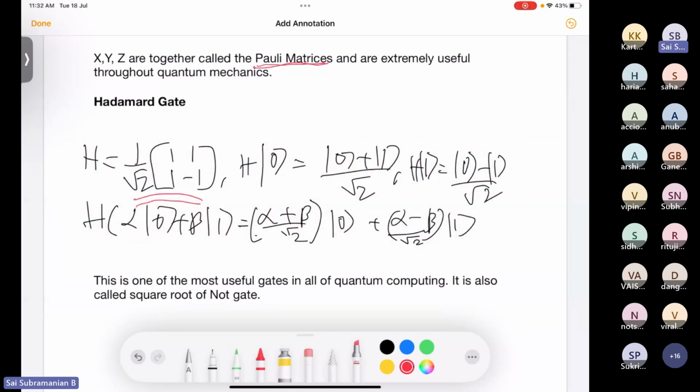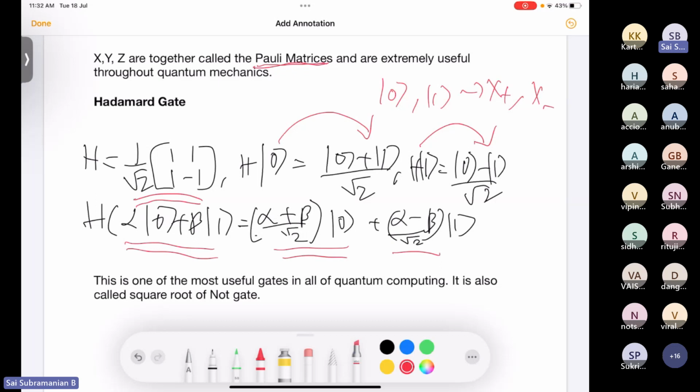And what it does is it takes 0 to 0 plus 1 by root 2. And it takes 1 to 0 minus 1 by root 2. So it is taking 0, 1 to x plus and x minus. So we take a general vector alpha 0 plus beta 1. It takes it to alpha plus beta by root 2 times 0 and alpha minus beta by root 2 times 1. I'm skipping steps of algebra. You can actually multiply this matrix with this and see that this is what happens. But yeah, this is what it does.